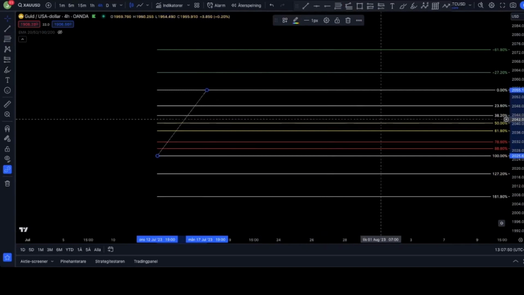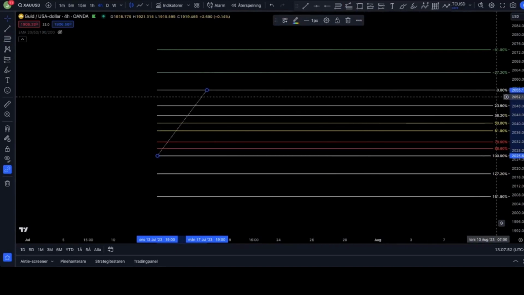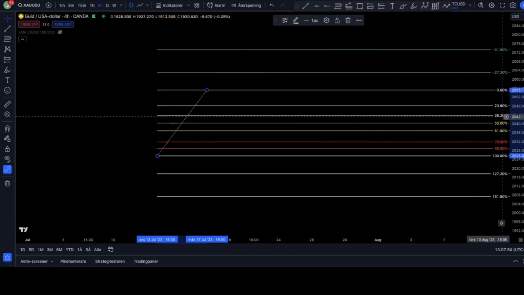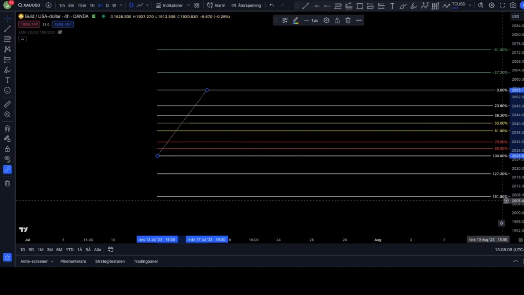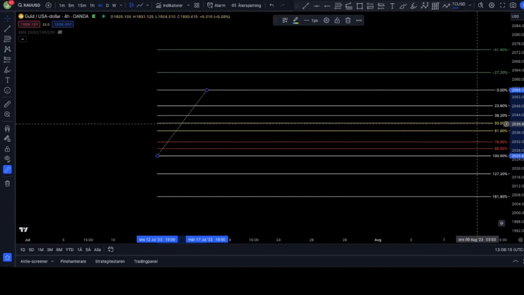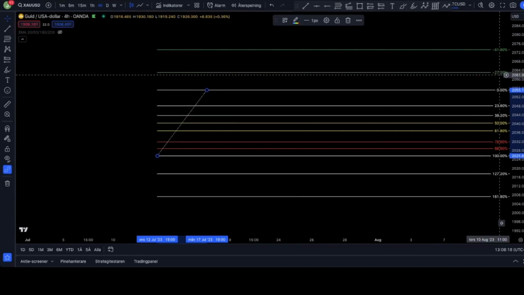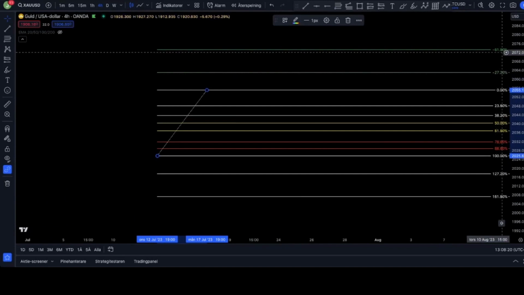So the levels I'm using for the retracement are 23.6, 38.2, 50%, 61.8%, 78.6%, 88.6, and then we got the extensions, the negative extensions that are 127.2, 161.8, and then we got the top side extensions, negative 27.2 and negative 61.8. Now there's a reason for 50% and 61.8% being yellow.